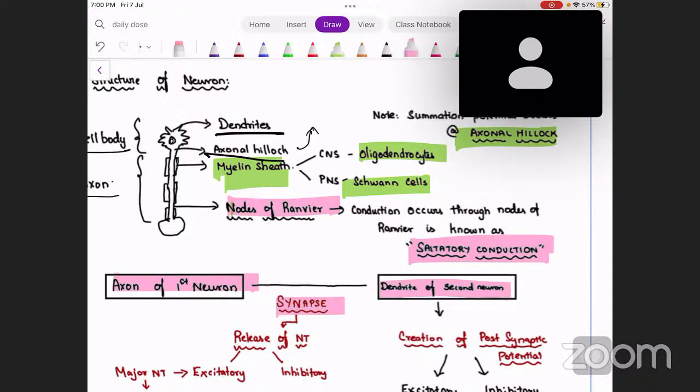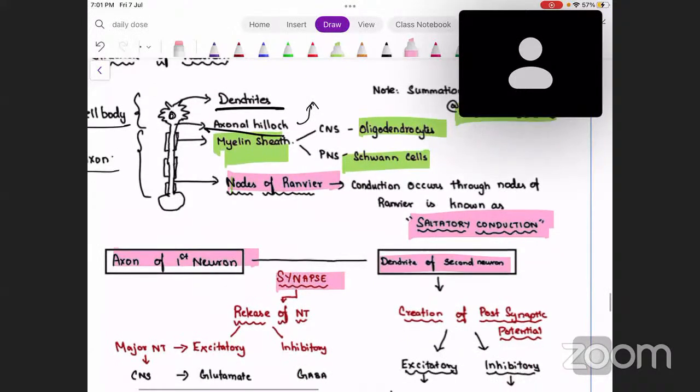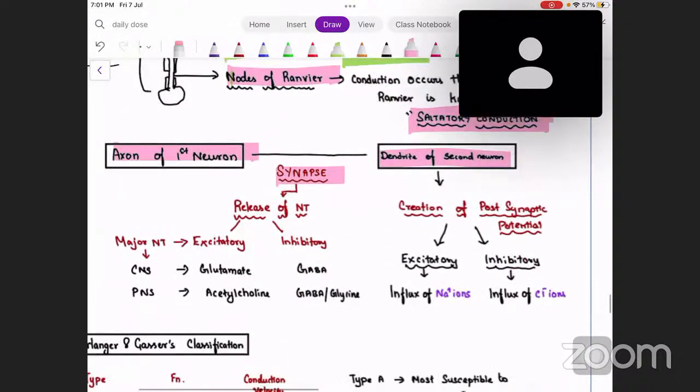The axon of the first neuron will release the neurotransmitter in the synapse, and the dendrite of the second neuron will respond accordingly. What type of neurotransmitter can it release? It can release either an excitatory or an inhibitory neurotransmitter.